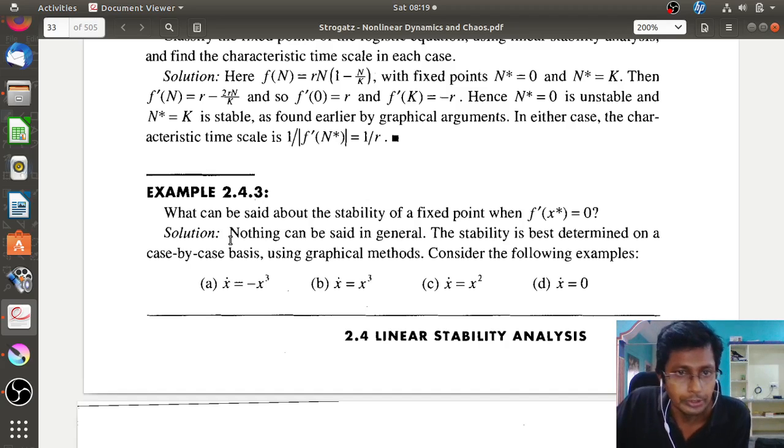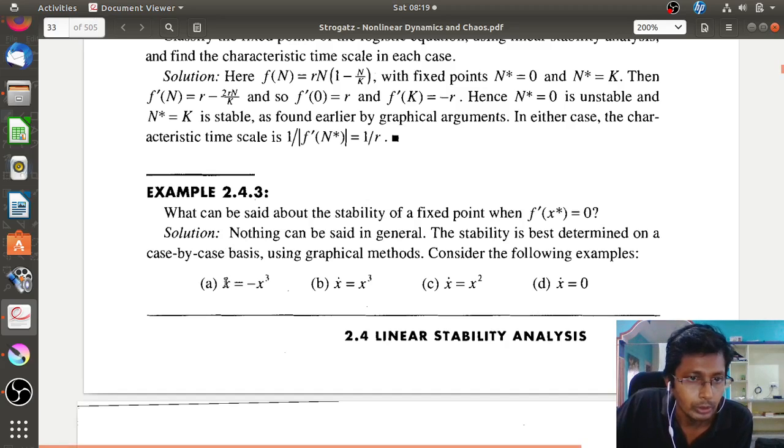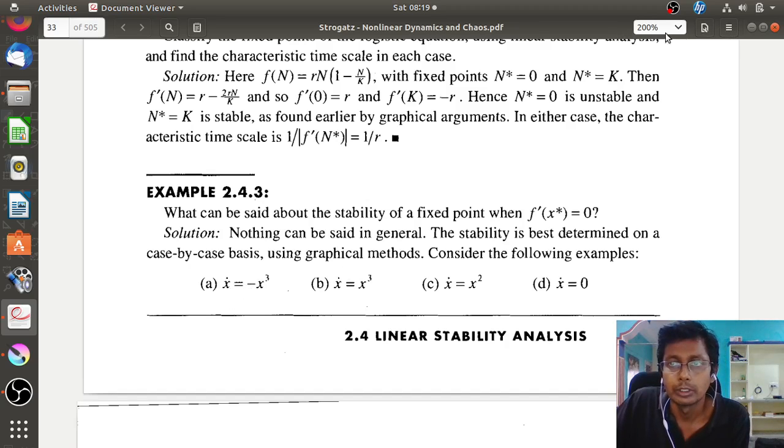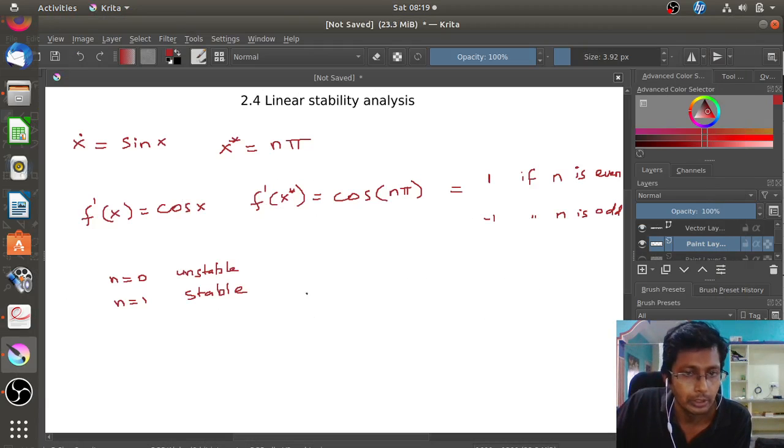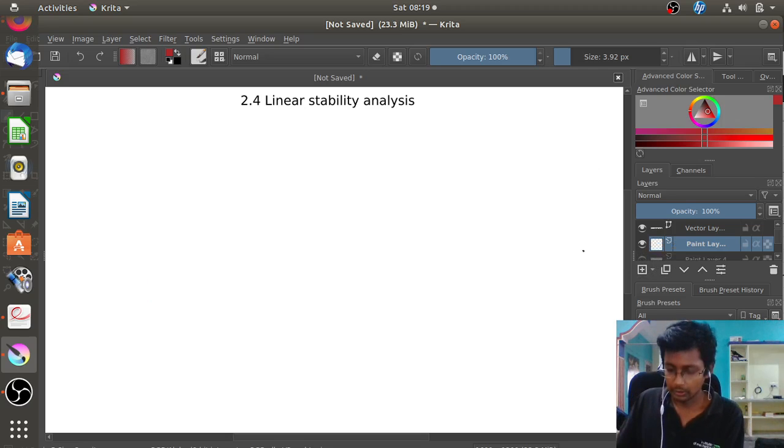So we'll see an example which will show the problem. One example is x dot is equal to minus x cube. Okay, let's see, x dot is equal to minus x cube. The fixed points are, actually there is only one fixed point, which is 0.